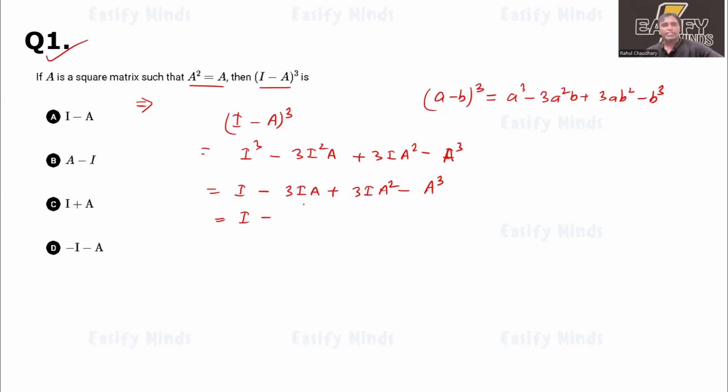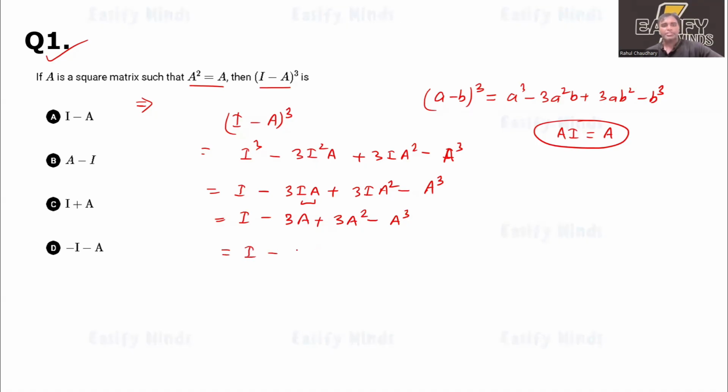So now I as it is, A into I for matrices. Whatever the property is important, I'll tell side by side also. So I works as 1 in matrices. If you multiply any number with 1, the answer is the number itself. So A into I, the answer is A. So 3A, I into A square, minus A cube.